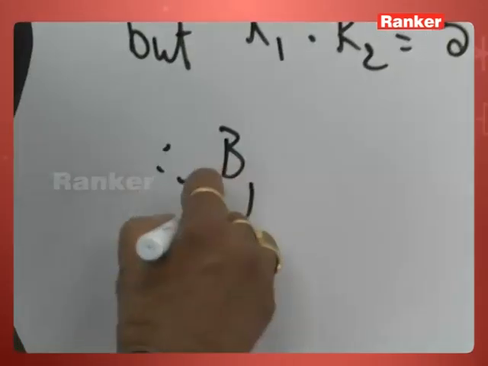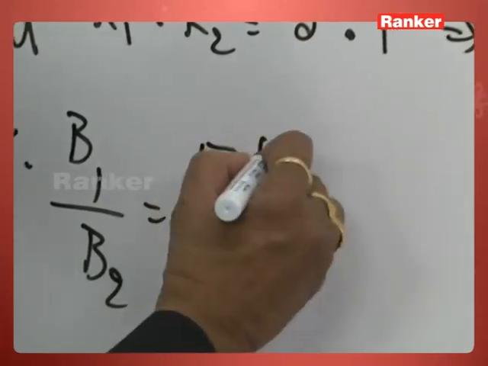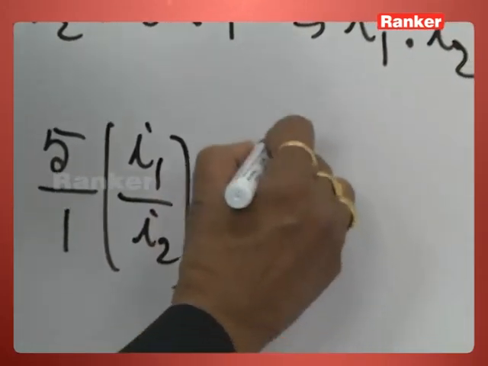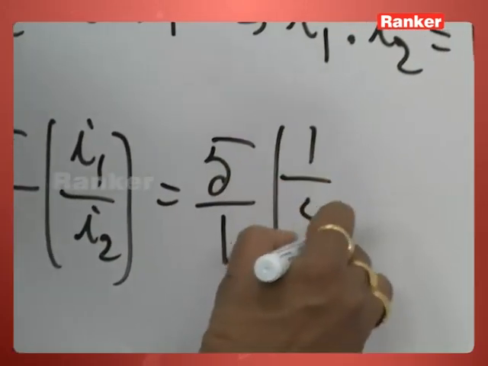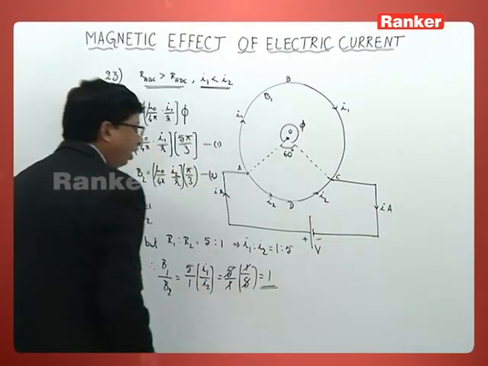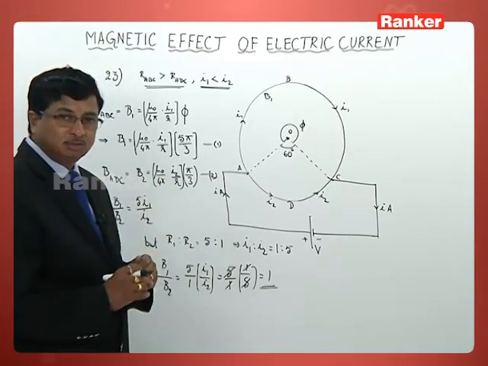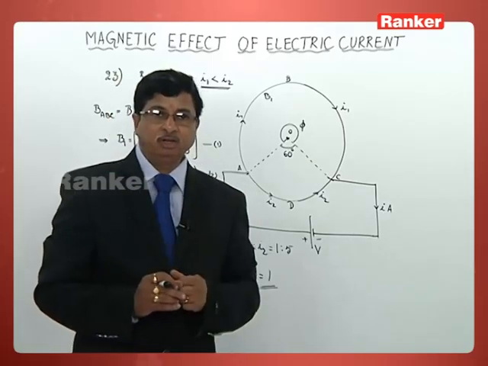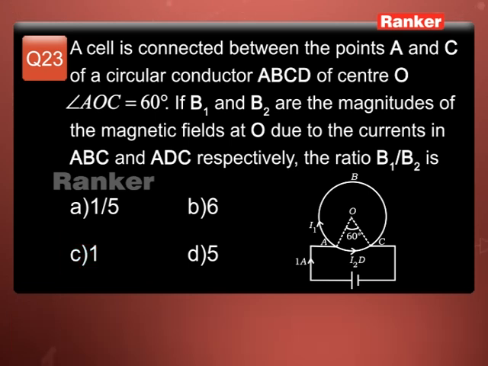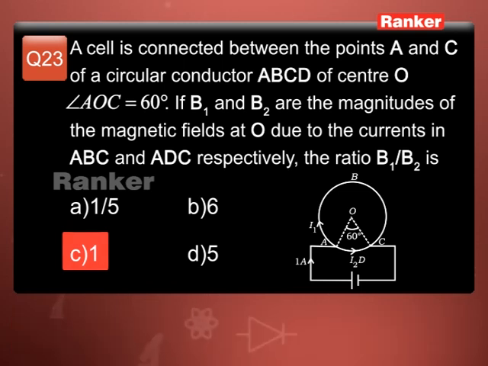Therefore, B1 by B2 is equal to 5 by 1 into I1 by I2. What can I write now? 5 by 1 into 1 by 5. So 5 gets cancelled, 1 gets cancelled, what is left now? 1. So simply speaking, that ratio would be 1 is to 1. Check the options. In the third option he gave it as 1. So straight away our answer must be the same. So what is the correct answer for this particular question, please? The answer is simply C.